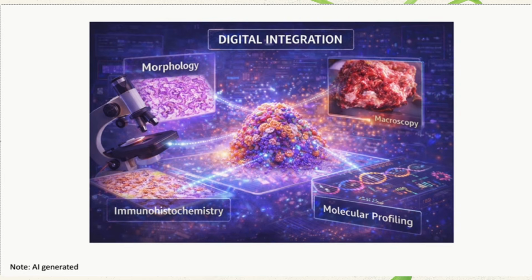In this way, pathology becomes the central link between tissue and treatment, transforming diagnosis into a strategic tool for personalized medicine and ensuring that every patient receives the most precise, predictive, and effective care possible.